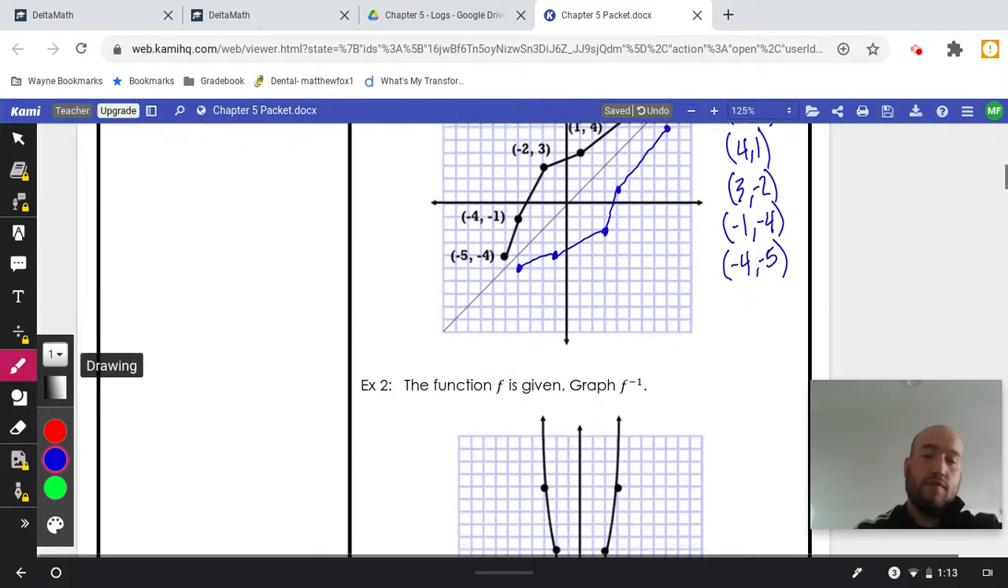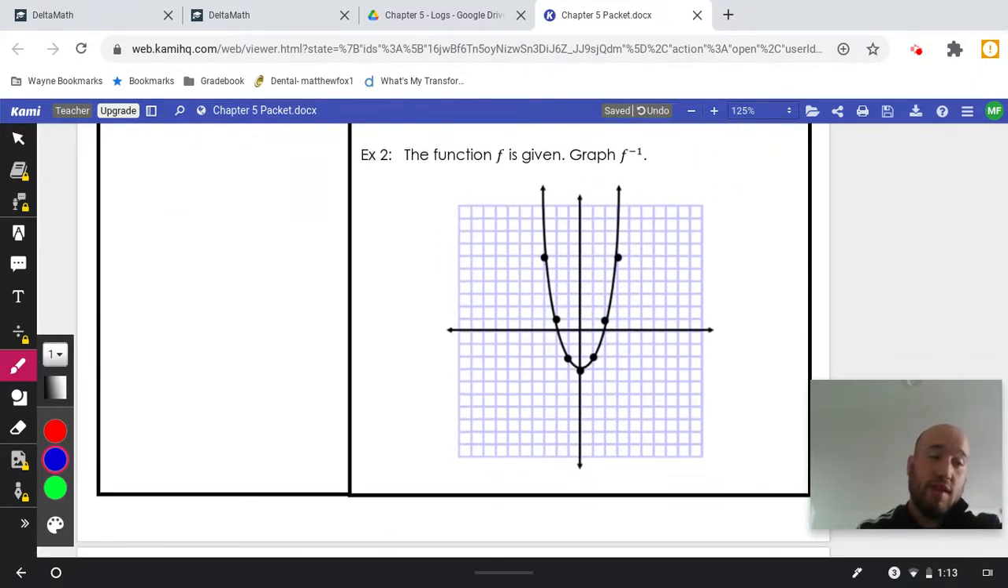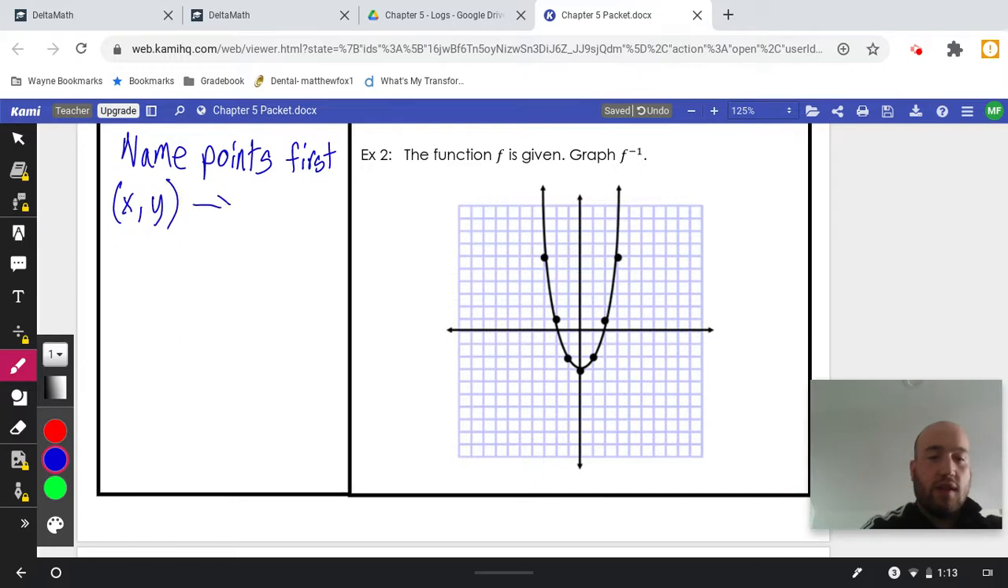Alright, that one, they already gave it to us. This one, same idea, except now we need to name our points first. The original function has points on it, and we just have to figure out what these different points are. Once again, we start in the function, which is (x, y), and everything will switch. In the inverse, the y and the x switch.